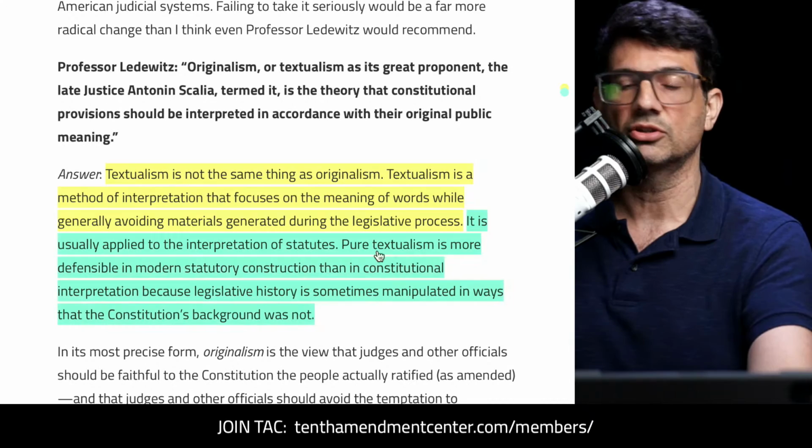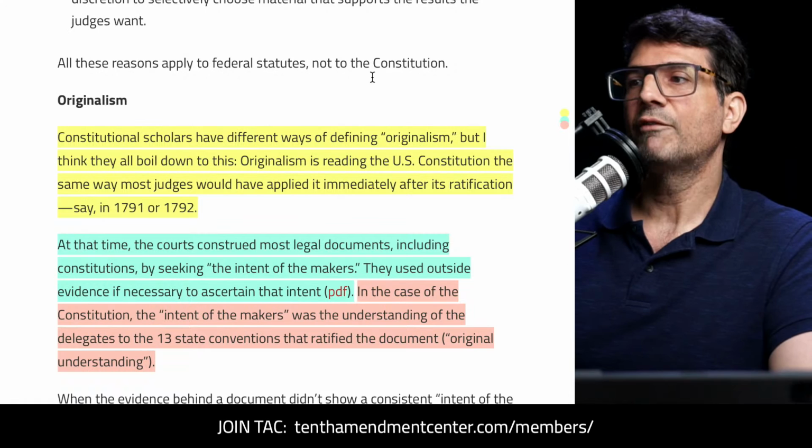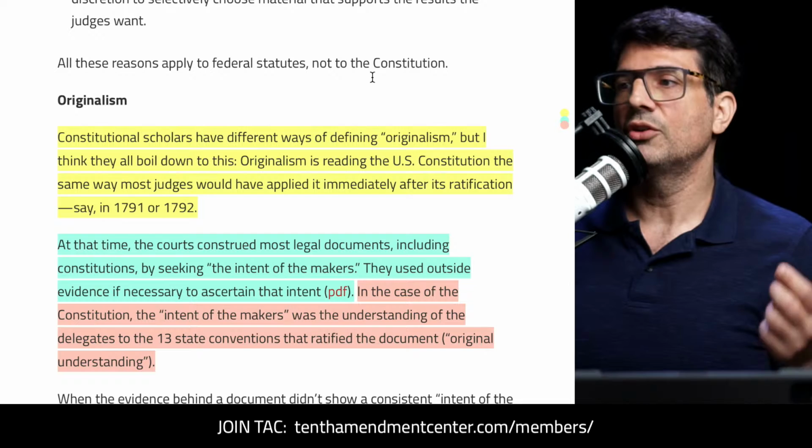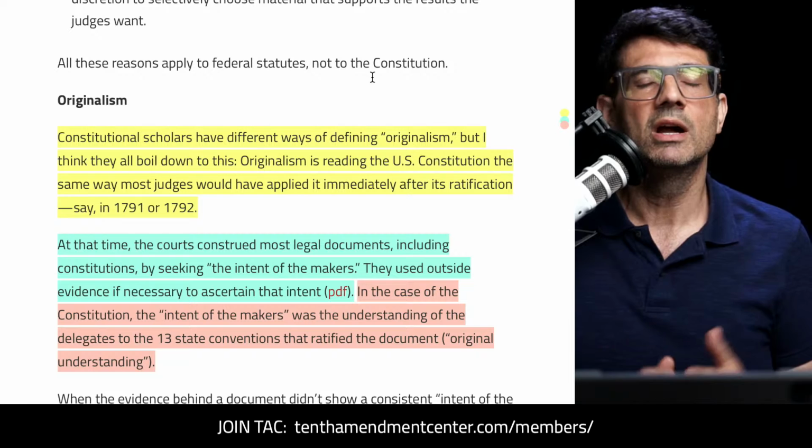Anyways, our last one, which is the one that I say is the only one to follow, and that is originalism. And Rob Natelson puts it this way: constitutional scholars have different ways of defining originalism, but I think they all boil down to this. Originalism is reading the Constitution the same way most judges would have applied it immediately after ratification, including, of course, the Bill of Rights, say around 1791 or 1792.